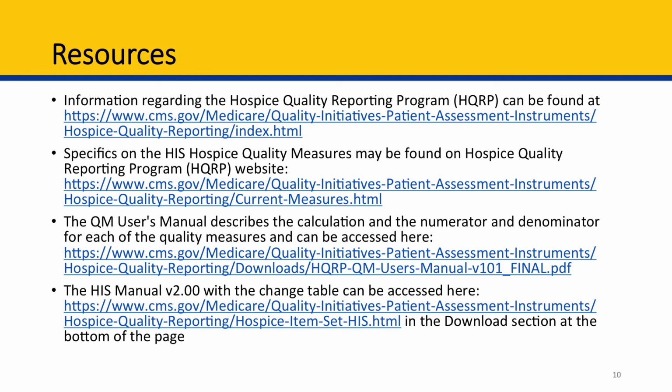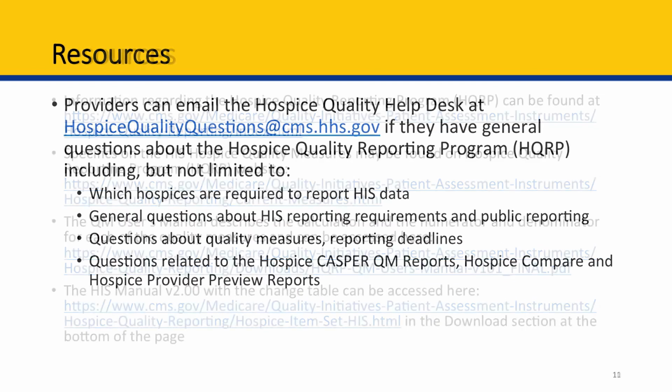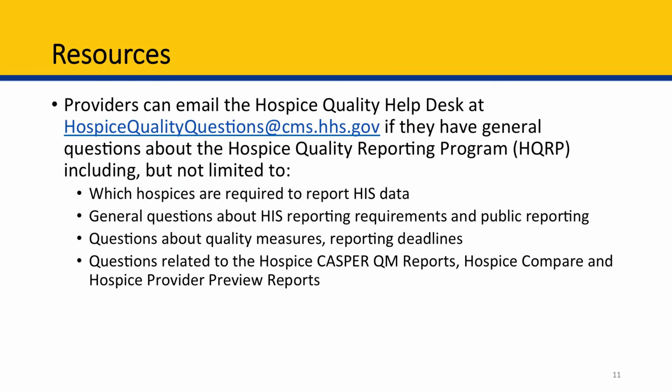While the series overall is intended for users who are familiar with HIS coding and submission guidelines, information regarding the Hospice Quality Reporting Program can be found by clicking the hyperlink on this resource slide. This resource slide also contains hyperlinks to specifics on the HIS hospice quality measures, the QM User's Manual, and the HIS Manual V2 with the change table. The Hospice Quality Help Desk is available to assist with general questions about the Hospice Quality Reporting Program.